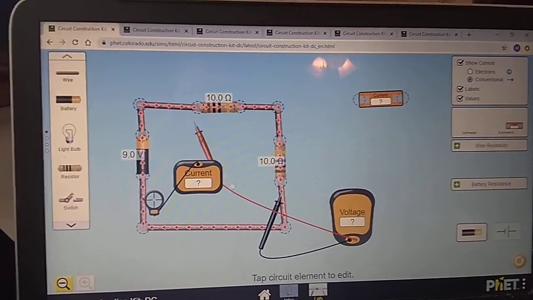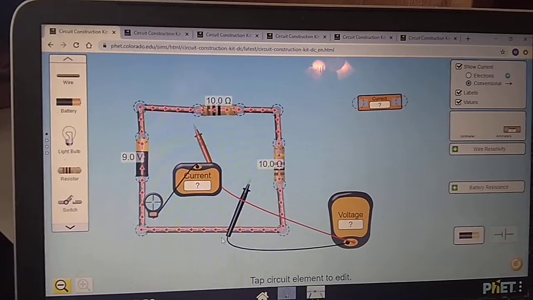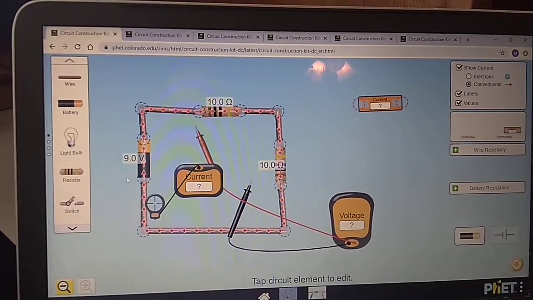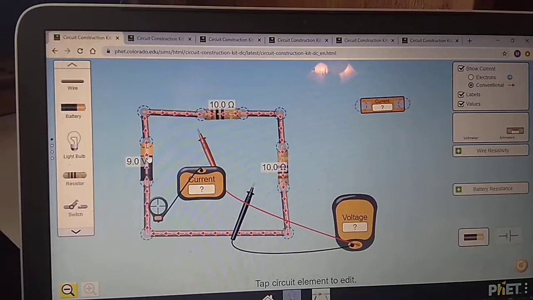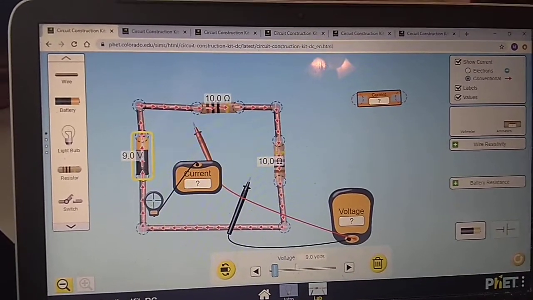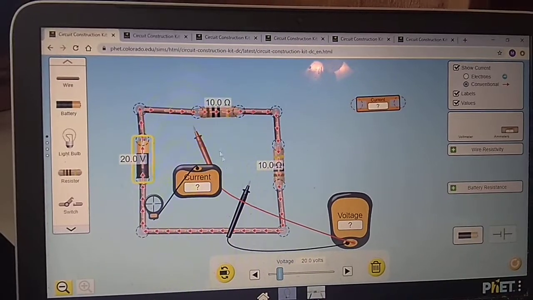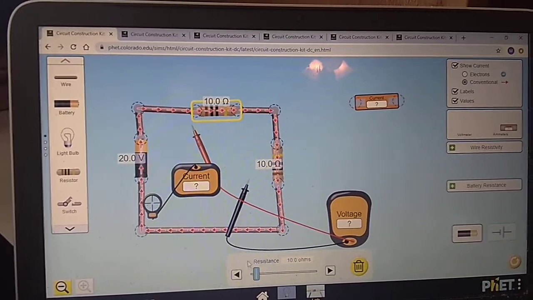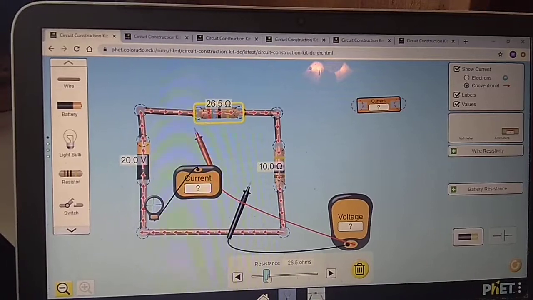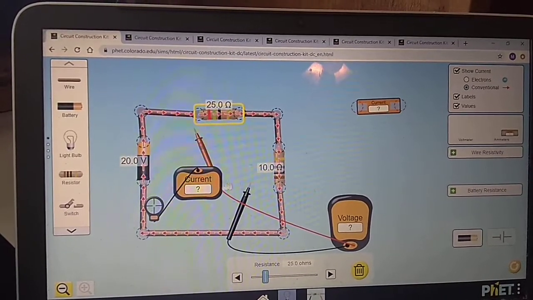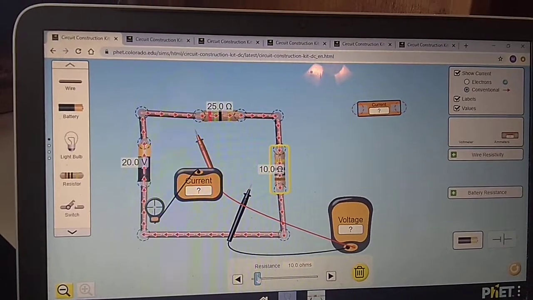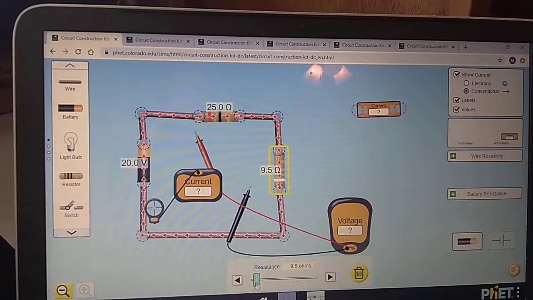Now, this doesn't just work when we have really nice equal resistors. We can also do this with different voltages and different resistors. So let's crank up the voltage, I don't know, let's make it 20. Let's make this 25. And let's make this one, I don't know, how about 7?